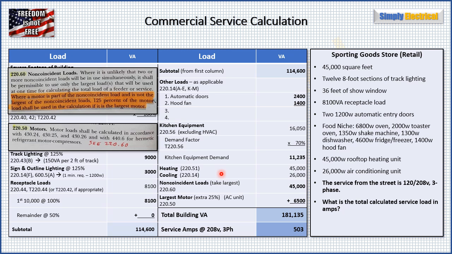And another note is they don't always fall under this category. Sometimes the heating and cooling can be used simultaneously. But remember, it says if it's unlikely that they'll be used simultaneously. So that's what we're going to do.